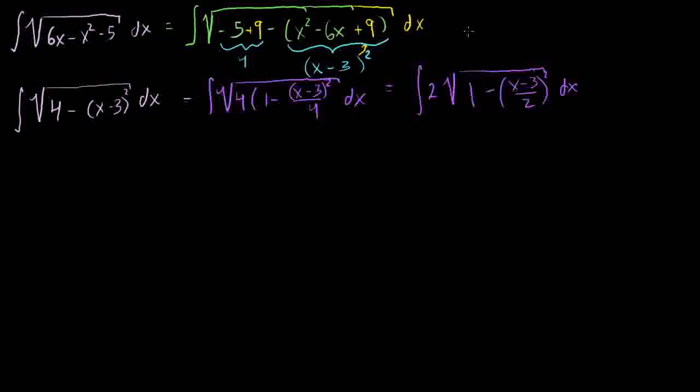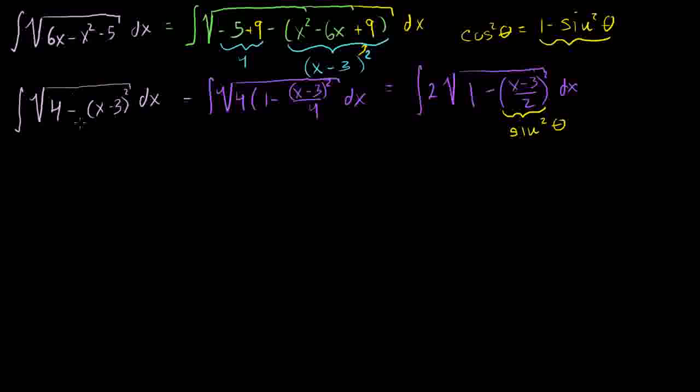I showed you in the last video that cosine squared of theta is just equal to 1 minus sine squared of theta. You could actually do it the other way. You could do sine squared is equal to 1 minus cosine squared. No difference. But they both will work out. But this looks an awful lot like this. In fact, it'll look exactly like this if I say that that is equal to sine squared of theta. So let me make that substitution.